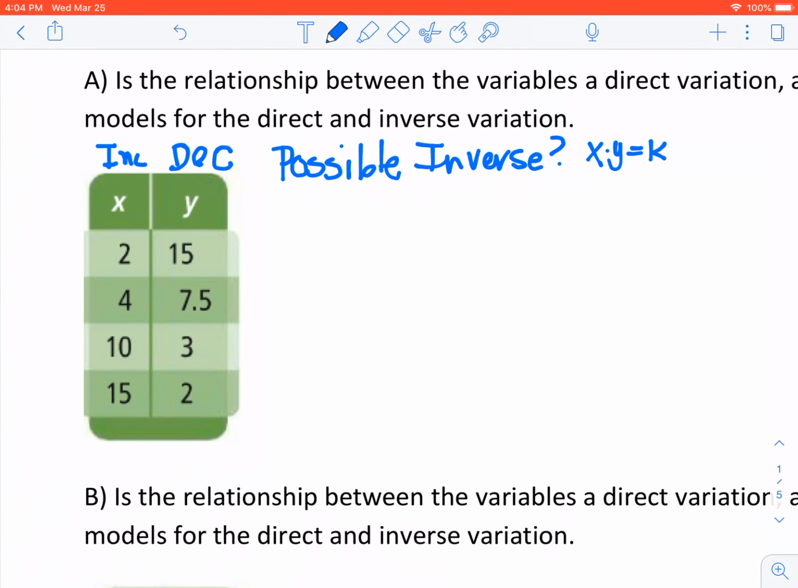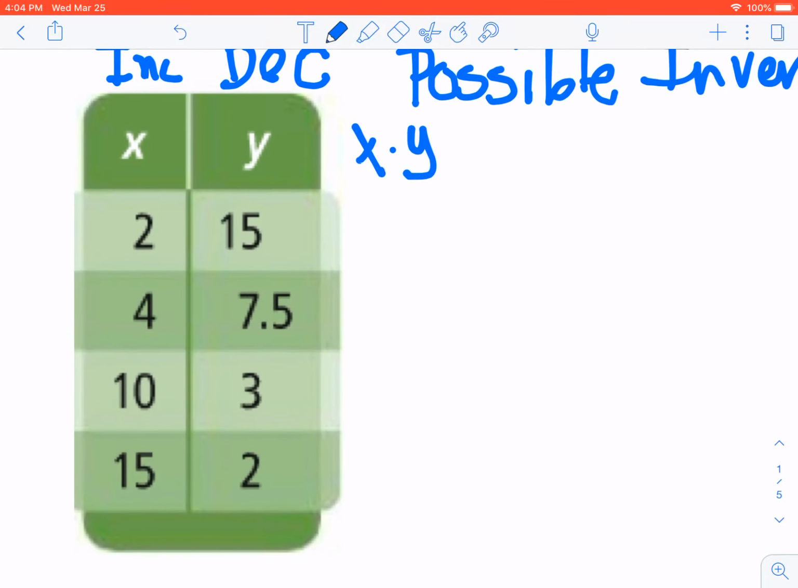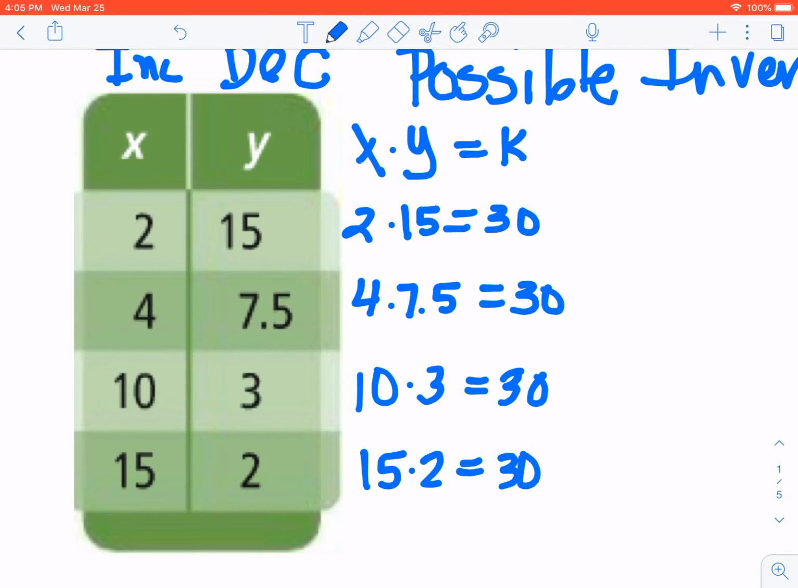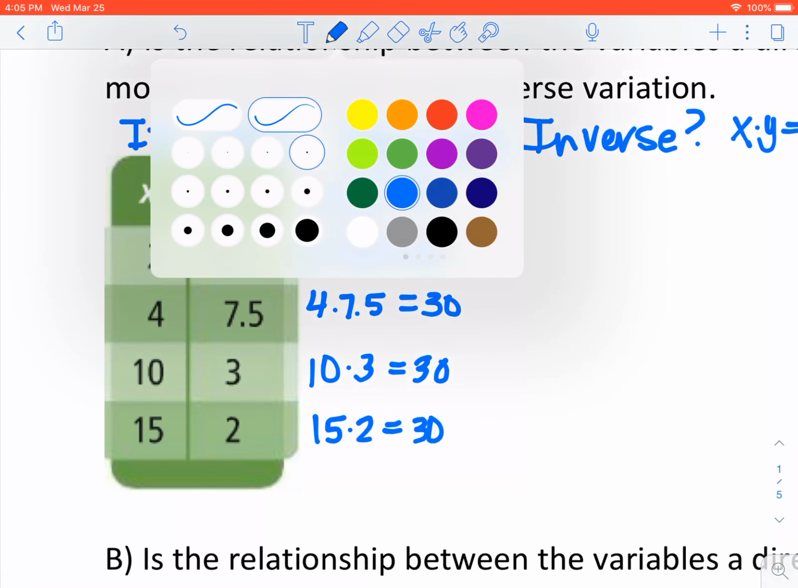Okay, so that's how we're going to do it. We're going to check every x times y. We're going to multiply them, and it's going to equal a number k. And if the number k is the same for every single ordered pair, then we have inverse variation. So we're going to take 2 times 15, and we'll see that it equals 30. We're going to take 4 times 7.5, and we see that it equals 30. We're going to take 10 times 3, and we see that it equals 30. And 15 times 2 will equal 30 as well. And so this 30 is our k value. You can see here that every k is 30. And so because they are all the same, we do have inverse variation.